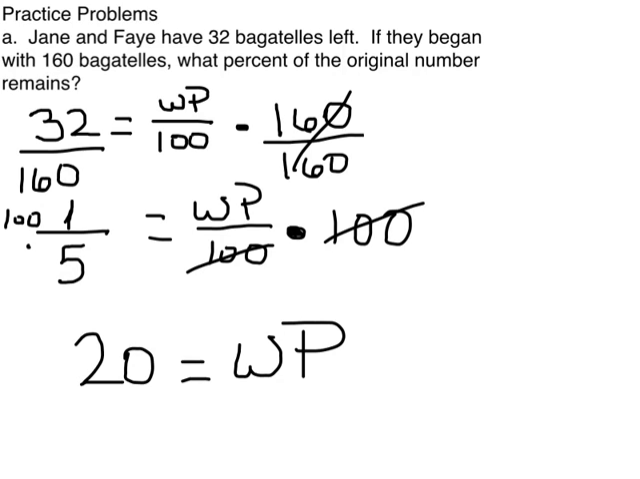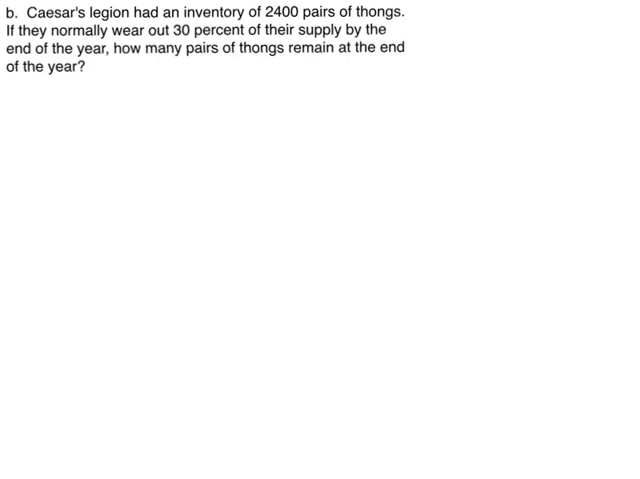Alright, so if they began with 160 and they're down to 32, 32 is only 20% of what they started with, so that is reasonable. Alright, B says Caesar's Legion had an inventory of 2,400 pairs of thongs. If they normally wear out 30% of their supply by the end of the year, how many pairs of thongs remain at the end of the fiscal year?